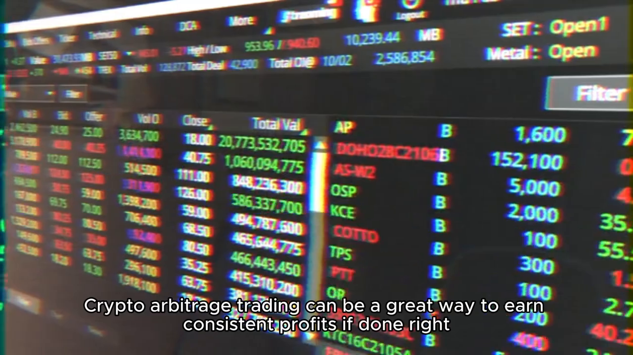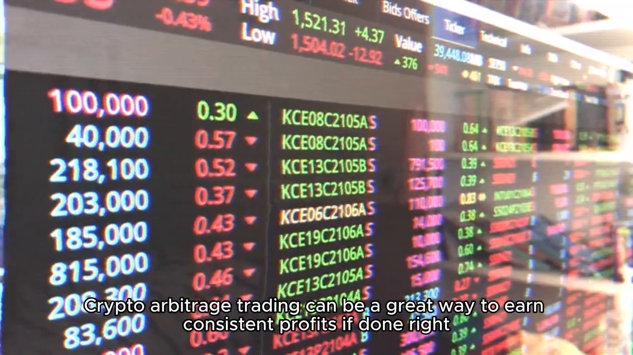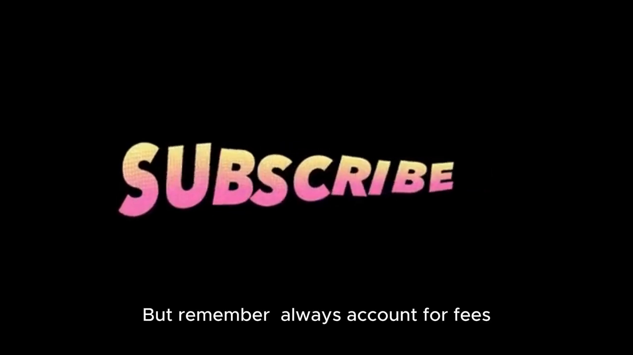Crypto arbitrage trading can be a great way to earn consistent profits if done right. But remember, always account for fees, delays, and risks.